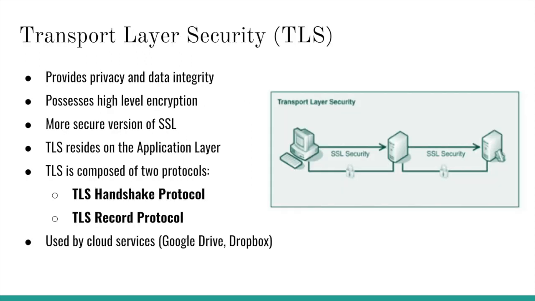Transport Layer Security provides privacy and data integrity between two communicating applications. TLS possesses high-level encryption and is a more secure version of SSL. TLS resides on the application layer, and it's comprised of two protocols. The TLS handshake protocol, which allows the server and client to authenticate each other and to negotiate encryption algorithms and cryptographic keys before any data is exchanged. The TLS record protocol, which provides connection security. It's also used by cloud services such as Google Drive and Dropbox.